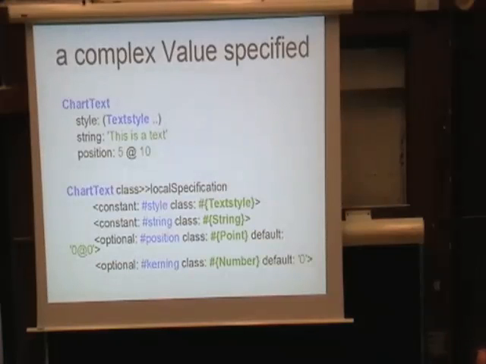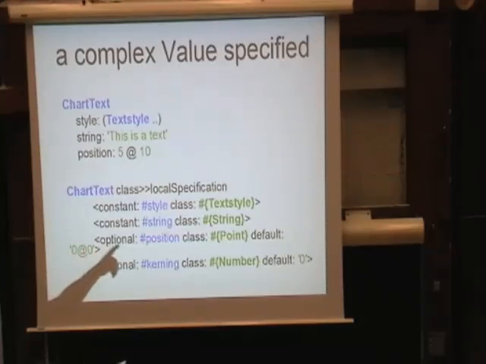Okay, this is how we actually specify such a value. So this chart text, we abbreviate a little bit, has a style, a string, and a position. We specify it on the class with a local specification, implying, of course, it can do class hierarchies, and you inherit these attributes, like style and string. These we declare constant. That means they're mandatory. You need them. Such a text needs these two attributes at least.